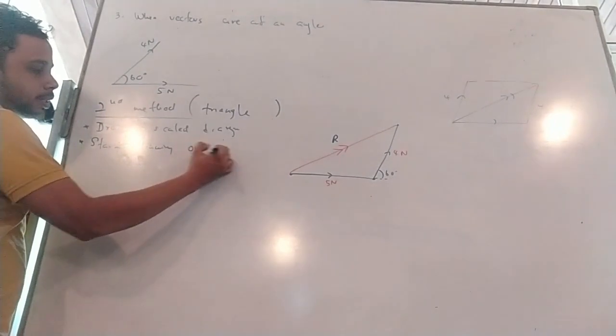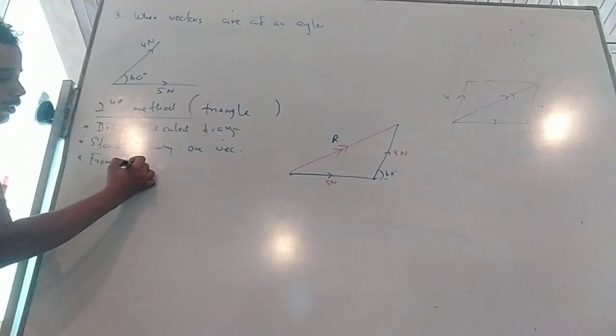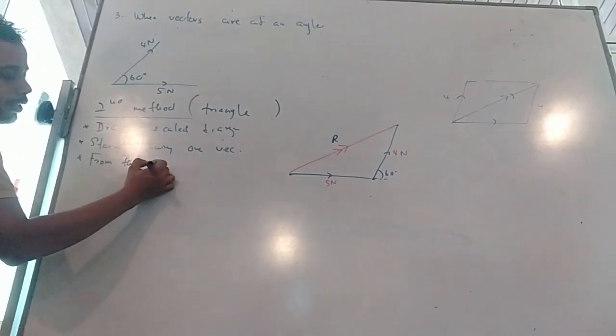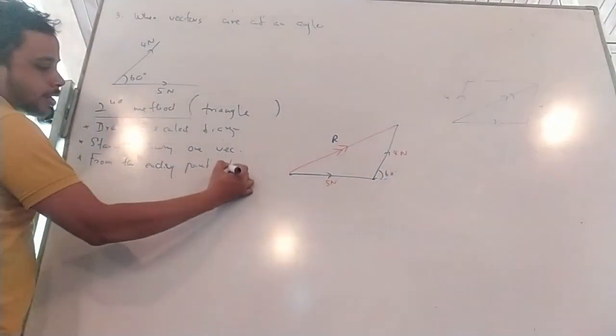Start drawing one vector from the ending point. Start the second.